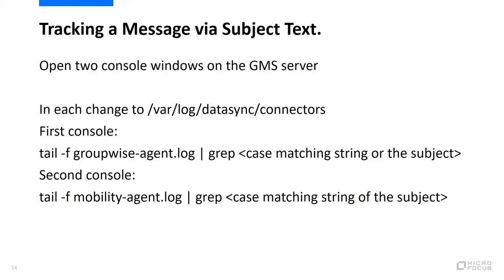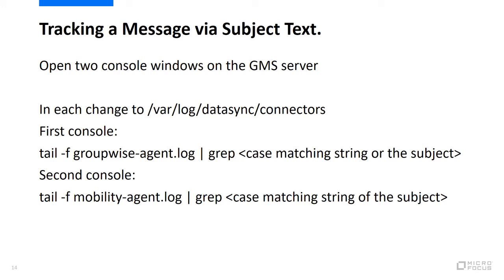Once the logging is set to debug, you will want to open two different terminal windows or PuTTY windows to the mobility server. Once they are open, you will want to change to the var log datasync connectors directory in both windows. In each window, we will type a command that will show us a line that will confirm if and when each agent has processed the message.